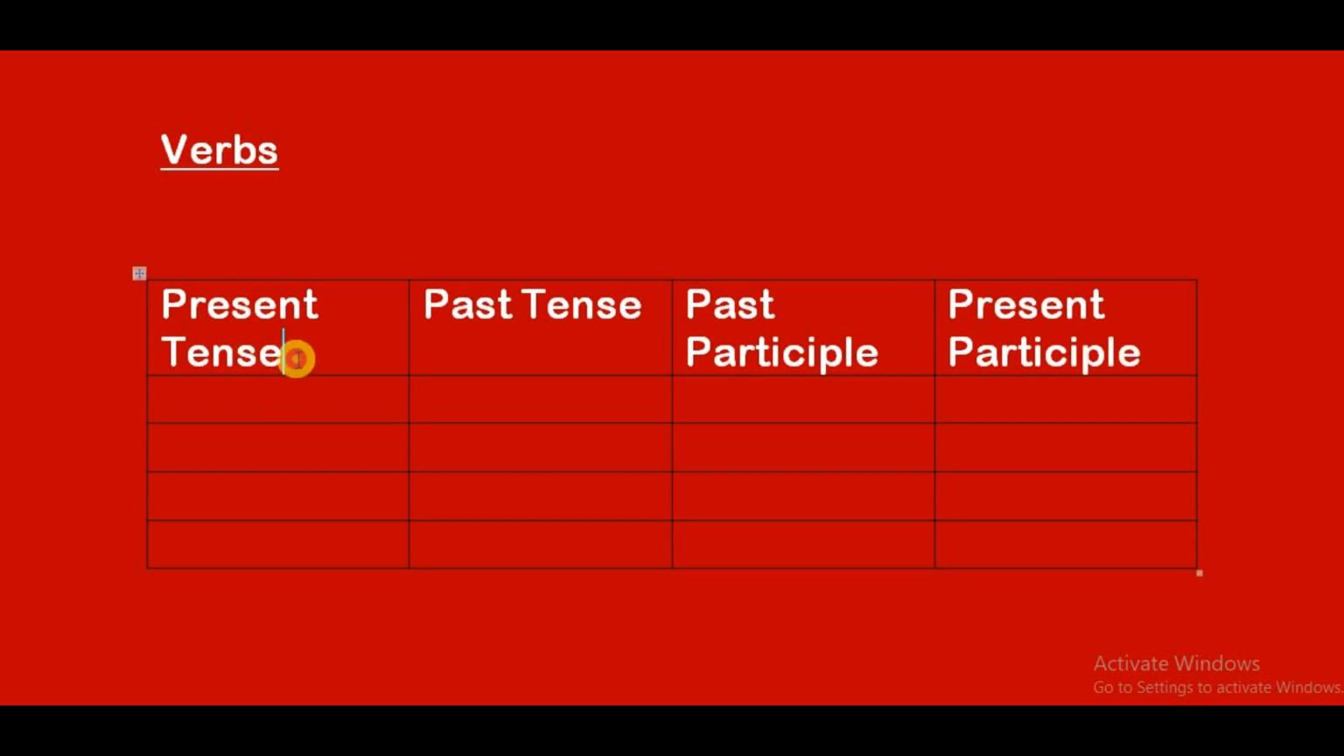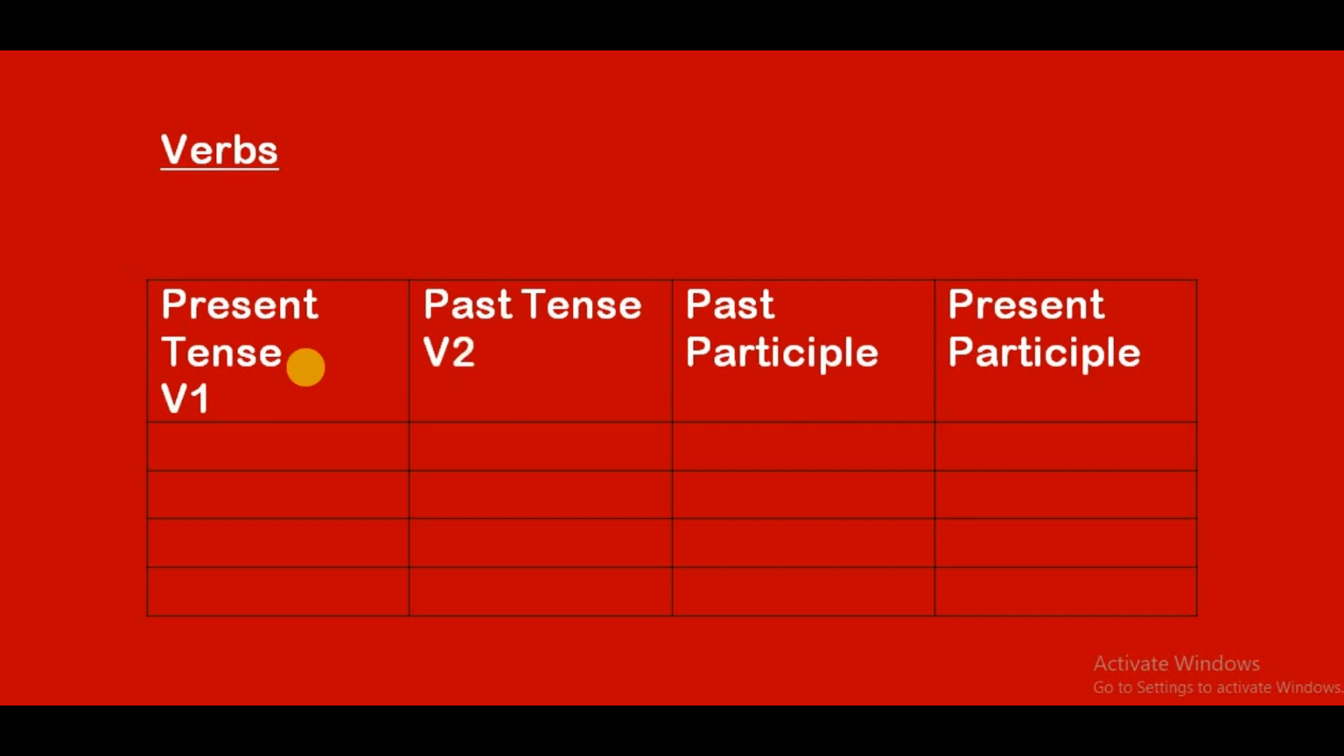Here this present tense is also called V1. Past tense is also denoted with V2. Past participle is denoted with V3. And present participle means the ing form of the verb. It is denoted with V4. So let's have some examples.